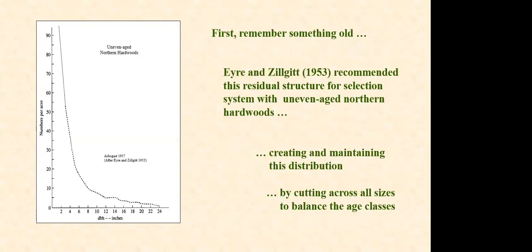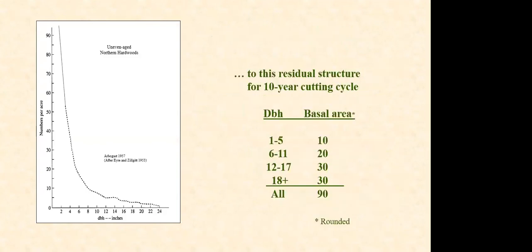They argue that you should create and maintain this distribution through repeated entries to a stand, and to do that by cutting across the size classes to balance the age classes, to create each time a distribution as close as you can to it. And then they set an upper diameter of 24 inches as financially mature. You can move that downward. You don't have to be fixed at 24 inches, but it's this type of structure. Portion trees across size classes, that's rather important.